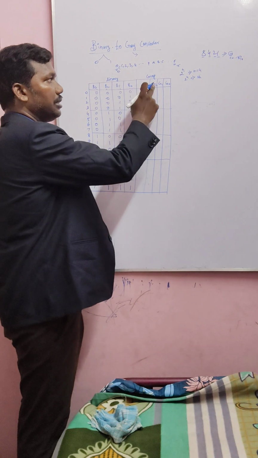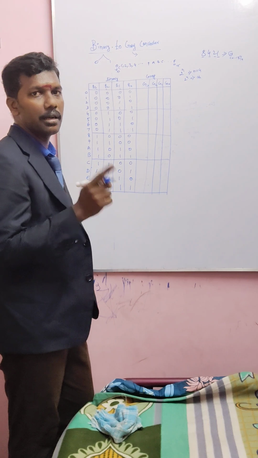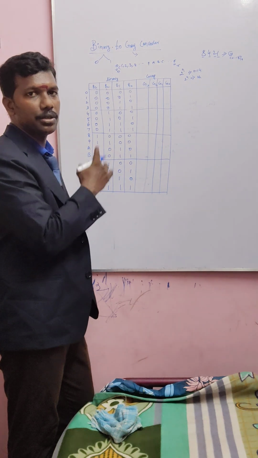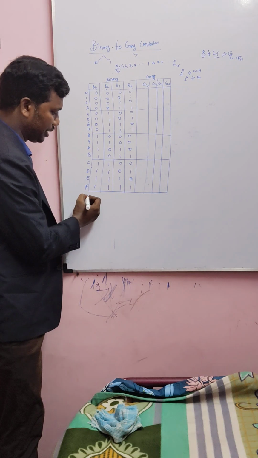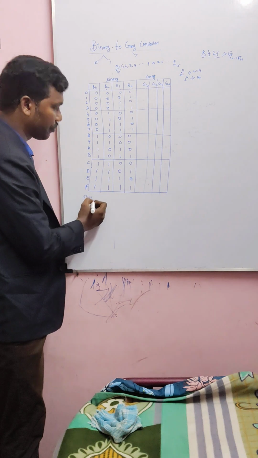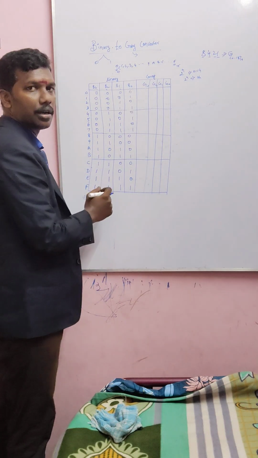So every G will be called a gray. Each and every gray will be considered in the procedure to convert binary to gray. Okay, what is the step? Here I just write the steps. The first step will be, okay, how to convert G3, G2, G1, G0.